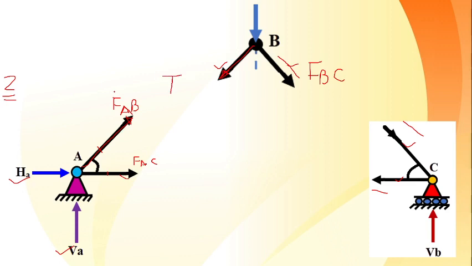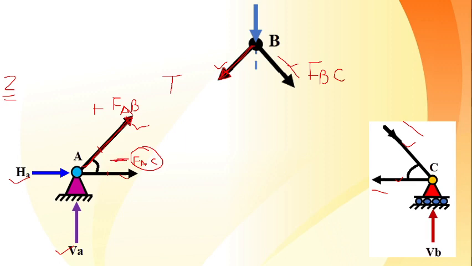So this you will come to understand. If I assume like this, away from the joint, and if the answer comes out to be positive, it means my assumption was correct. It is pulling, so it is tension. Just equal, opposite and collinear to the other joint. Is it okay? Now after analyzing, I came to understand that this is FAC. It is not positive, it is negative.